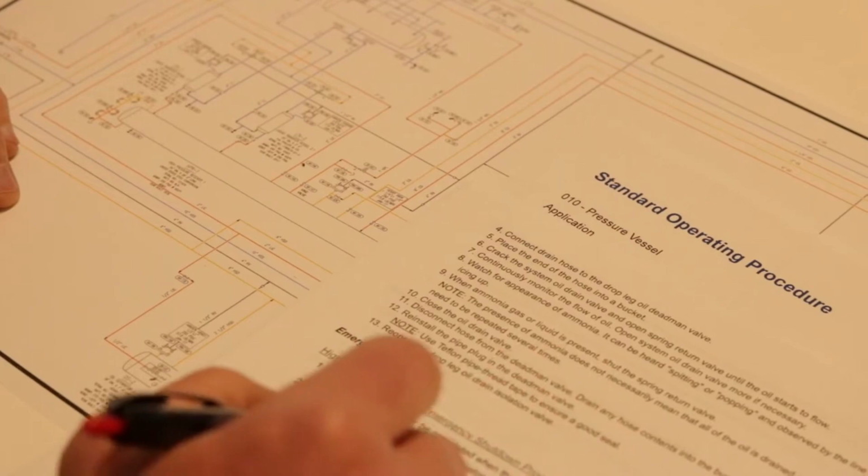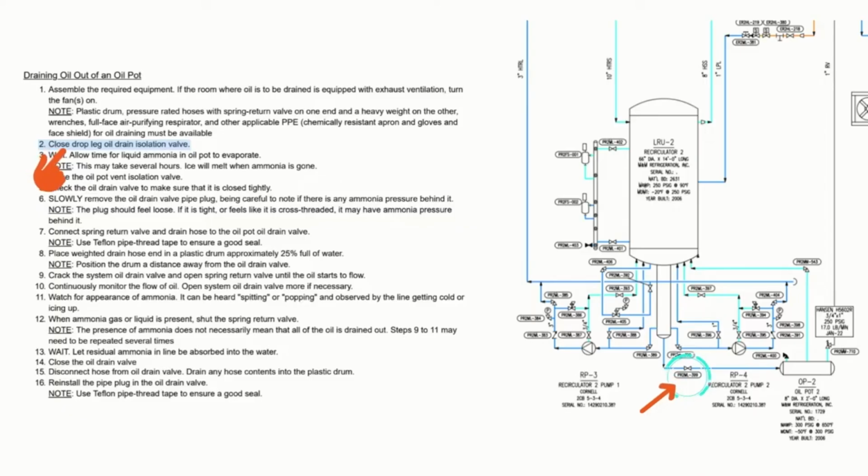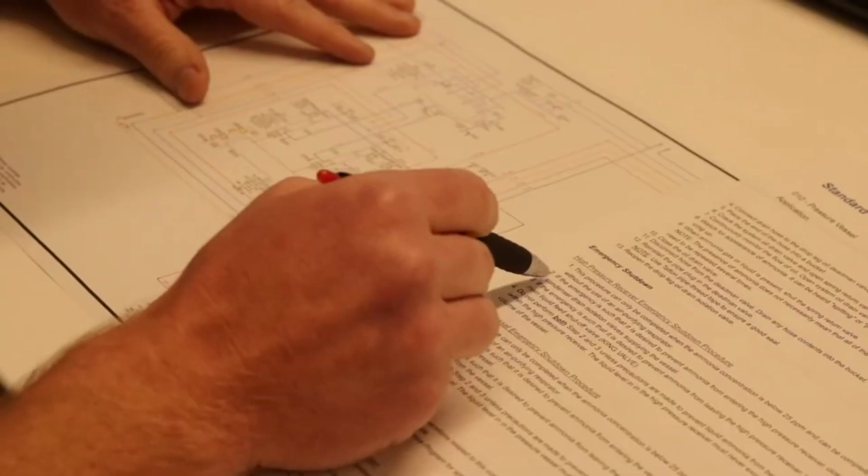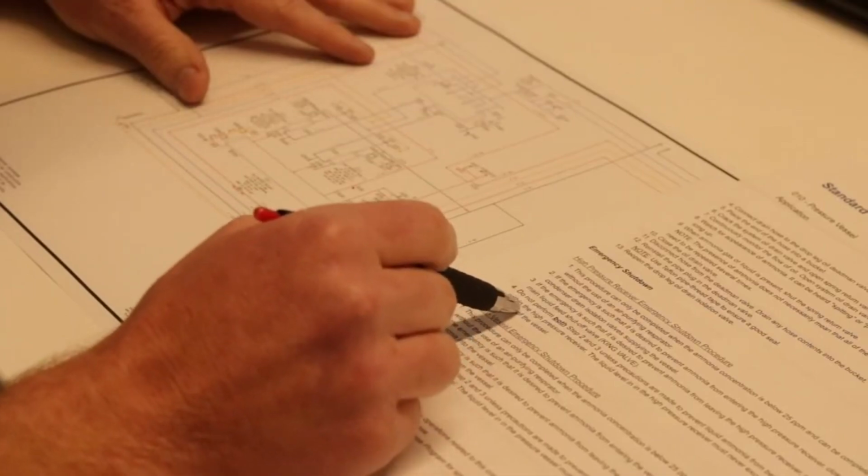To ensure that SOPs and P&IDs are consistent, we suggest reviewing SOPs side by side with the P&IDs. Where actions are called out in an SOP, an operator should be able to identify the components referenced on the P&ID.